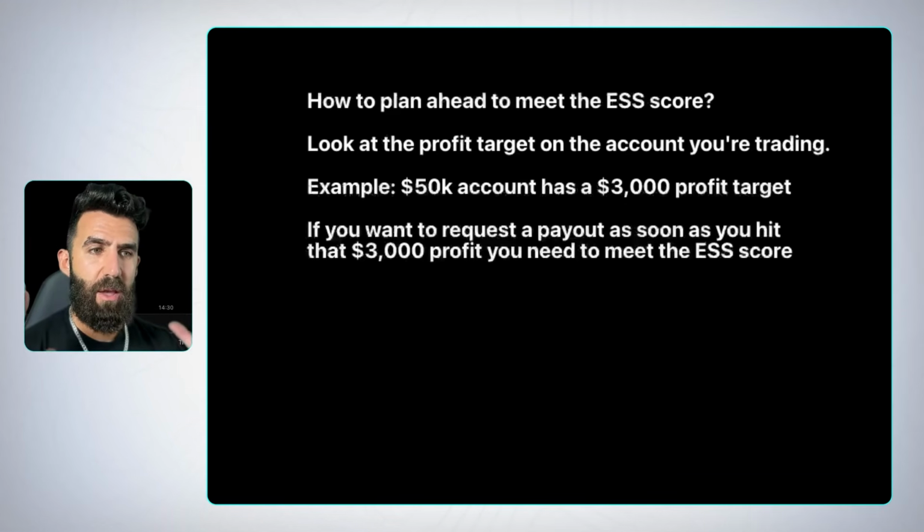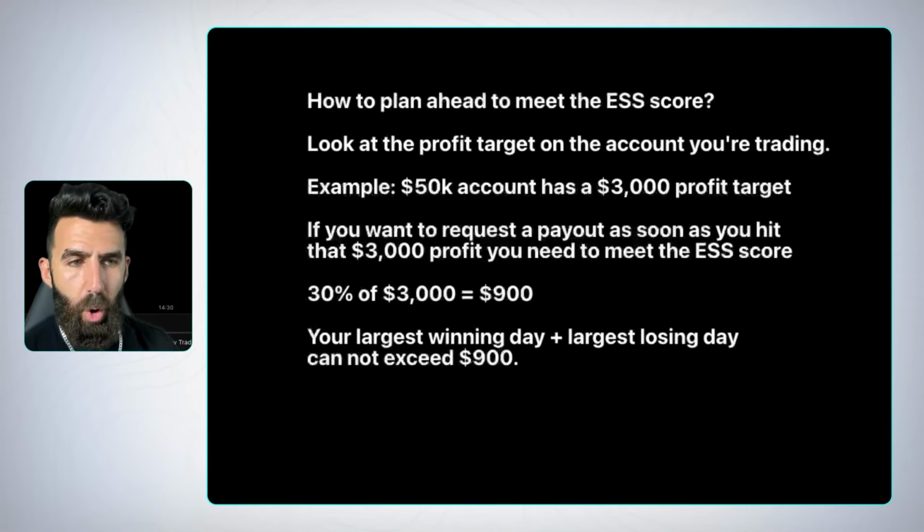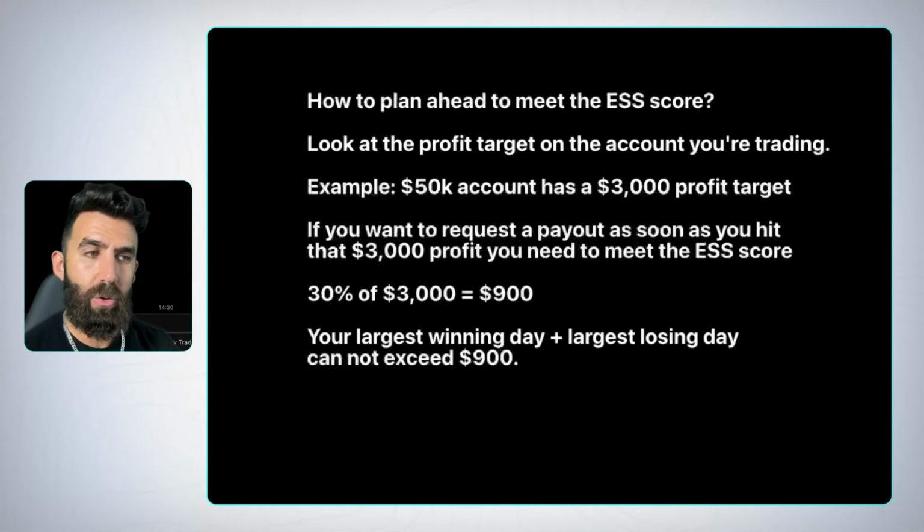If you say $3,000 in total profit, what's 30% of $3,000? $900. How do we get the ESS score? Our largest winning day plus our largest losing day can't be over 30% of that total profit, $3,000. So that number is $900. We know biggest winning day and losing day combined when we trade cannot go over $900 if we want to withdraw right at the $3,000 mark.